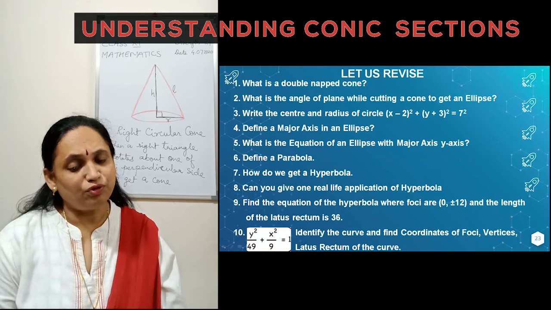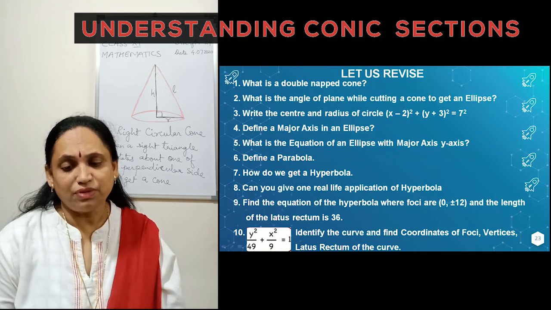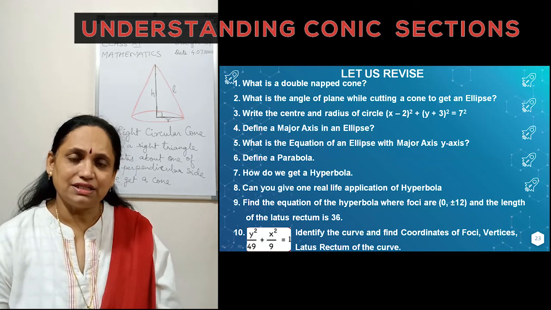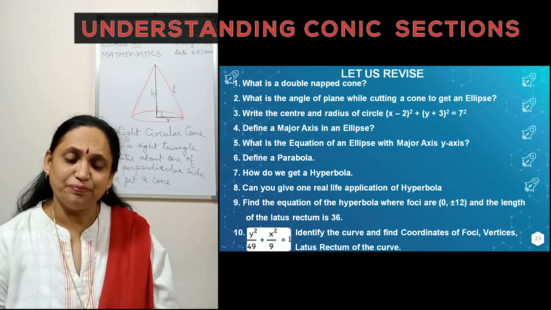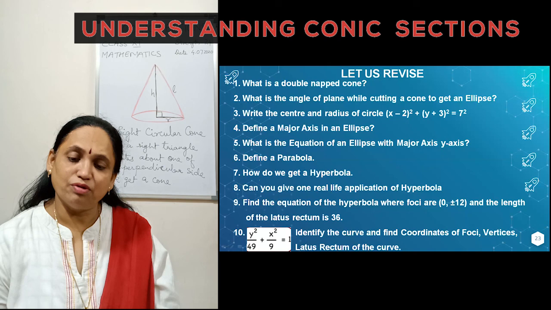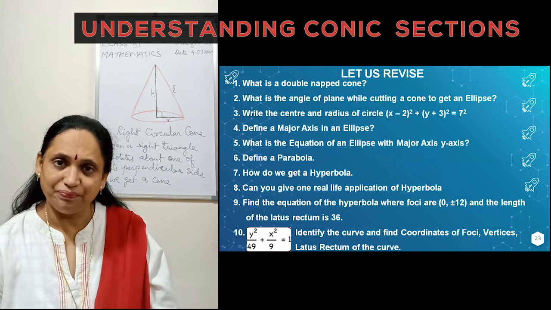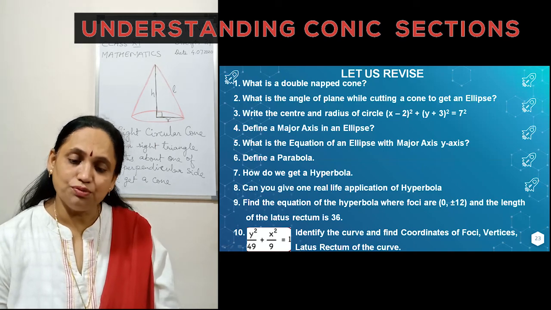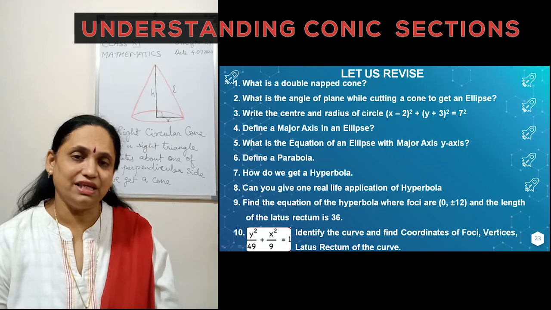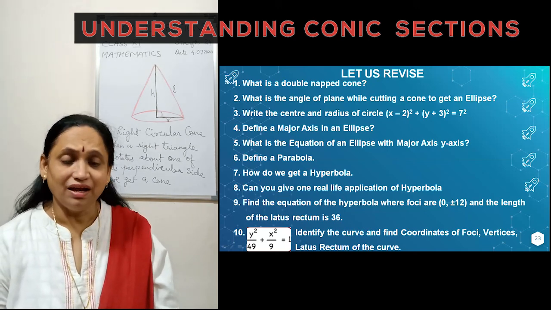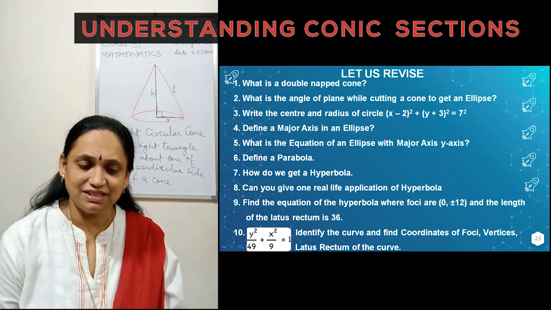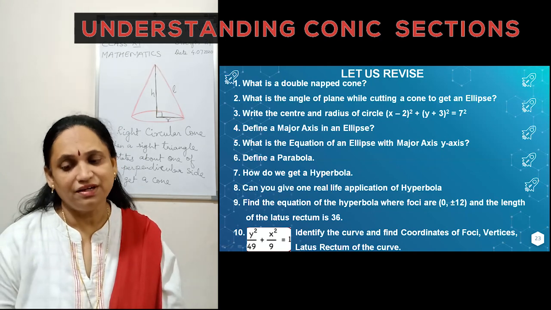Find the equation of hyperbola where foci are 0, plus or minus 12 and the length of the latus rectum is 36. This needs a little bit of calculation. The foci coordinates are 0, plus or minus 12. So c is 12 and 2b square upon a is 36. You can solve these two and find out a and b and find the equation of the hyperbola. The next question is identify the curve. I'm sure you will be able to identify this curve and find the coordinates of foci, vertices, and length of latus rectum. Thank you.